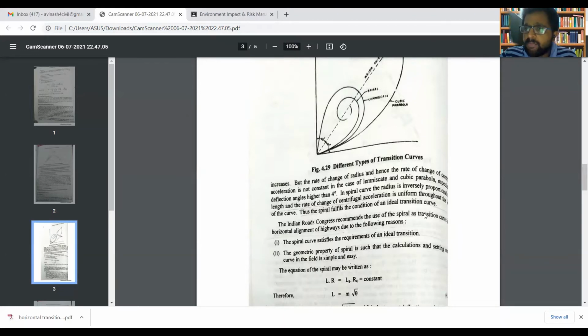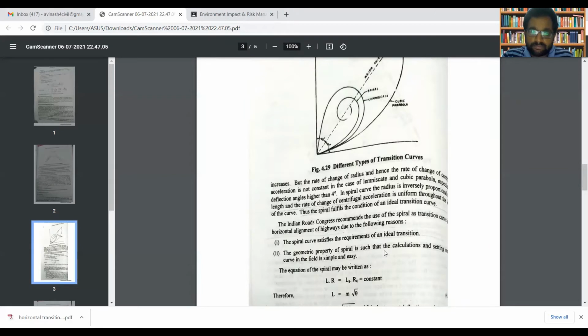I told that spiral is the ideal shape for a transition curve. Now the question is, why is spiral considered the ideal shape for a transition curve? The spiral shape satisfies the requirements of an ideal transition. The objective of a transition curve is to make the transition smoother from the straight to the circular curve. This movement, or the shift, needs to be smoother, right? So spiral is the best shape suitable for ideal transition.